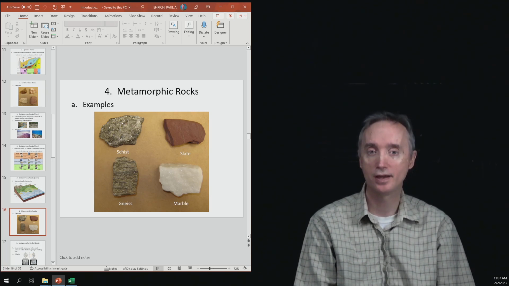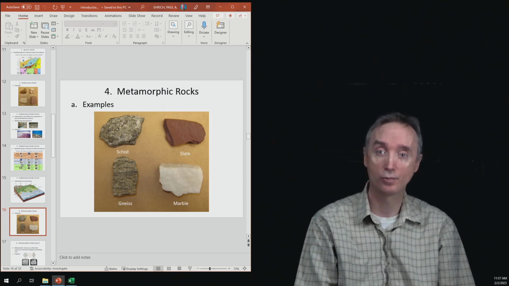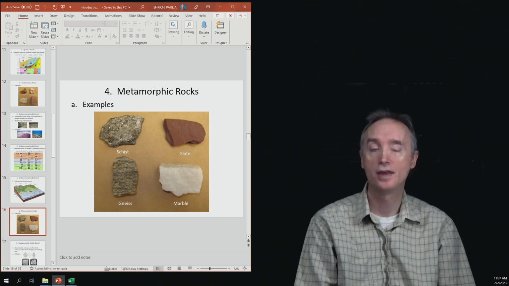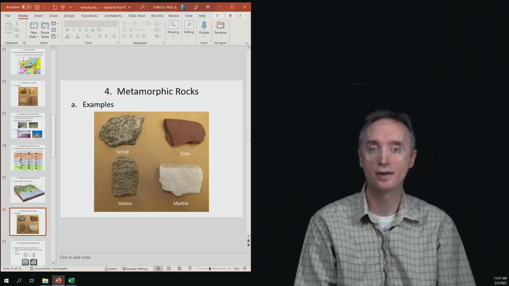So we're going to take any kind of rock. It could be an igneous rock, it could be a metamorphic rock, it could be a sedimentary rock, and we're going to somehow alter it. We're going to change it. And that is going to produce a metamorphic rock. So here's some examples of a metamorphic rock.